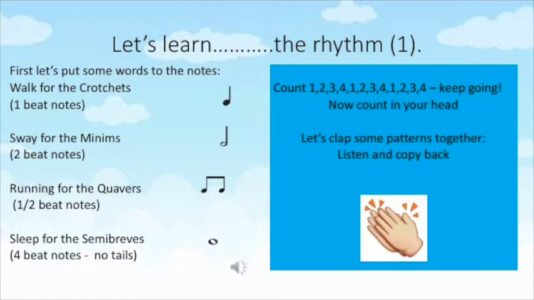Let's have a go at quavers. The word is running. Here we go. Running, running, running, running. Good. Now let's have a go at semibreves.